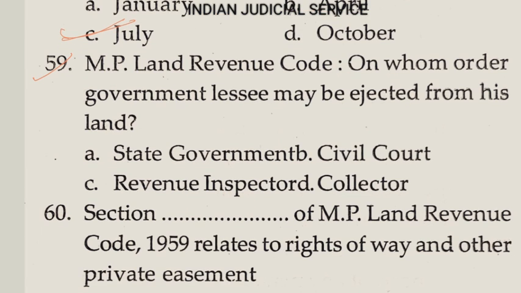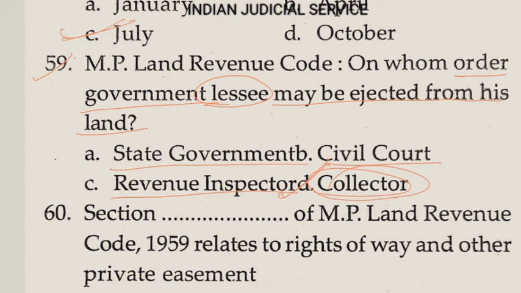Now question number 59, MP Land Revenue Code: on whose order may the government lessee be ejected from his land? Option A, state government. Option B, civil court. Option C, revenue inspector. And option D, collector. So clearly the answer here is option D, collector. On the collector's order, a government lessee may be ejected from land.